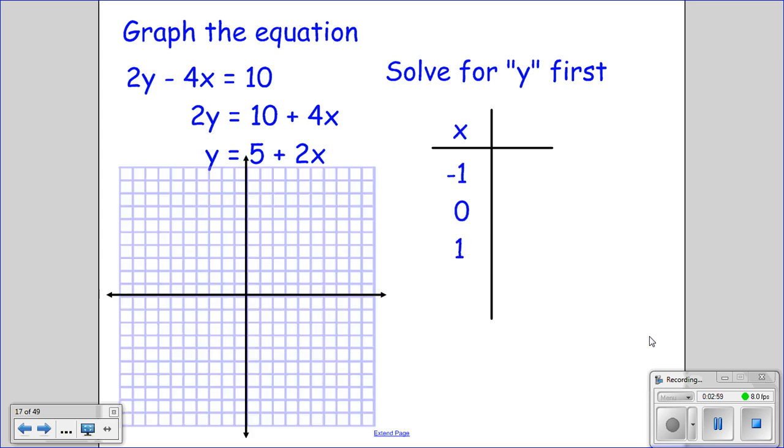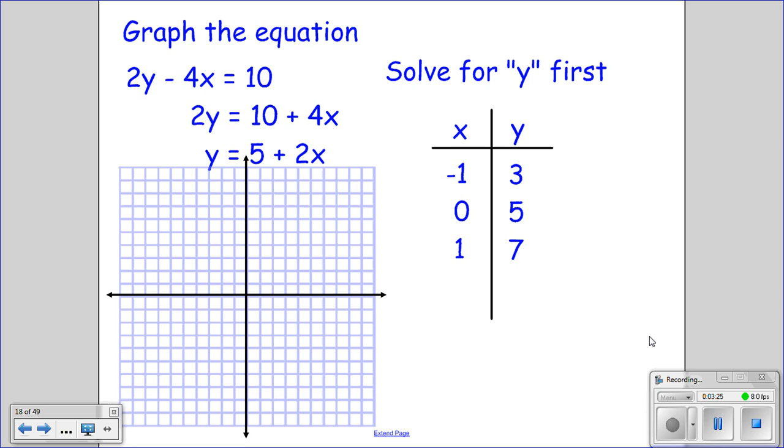Once we have the equation solved for y, we can determine what x's we want to use. You may use any x's you want that actually stay on the graph. Please use 3 points. So I want you to choose 3 x's. I chose negative 1, 0, and 1. When you put those x's into your equation, you come up with the y's to be 3, 5, and 7.